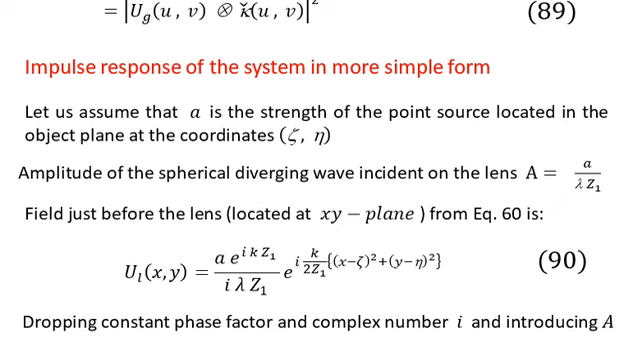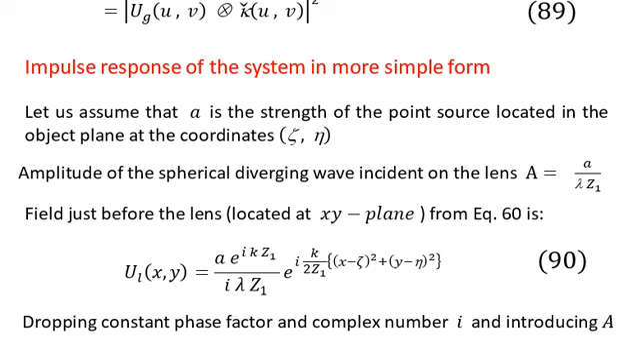The amplitude of the spherical diverging wave incident on the lens and originated from the point zeta and eta is equal to a over lambda z1. So you see that the lens is located at a distance z1 from that point source, and the strength of the diverging wave incident on the lens is capital A, equal to small a over lambda z1.